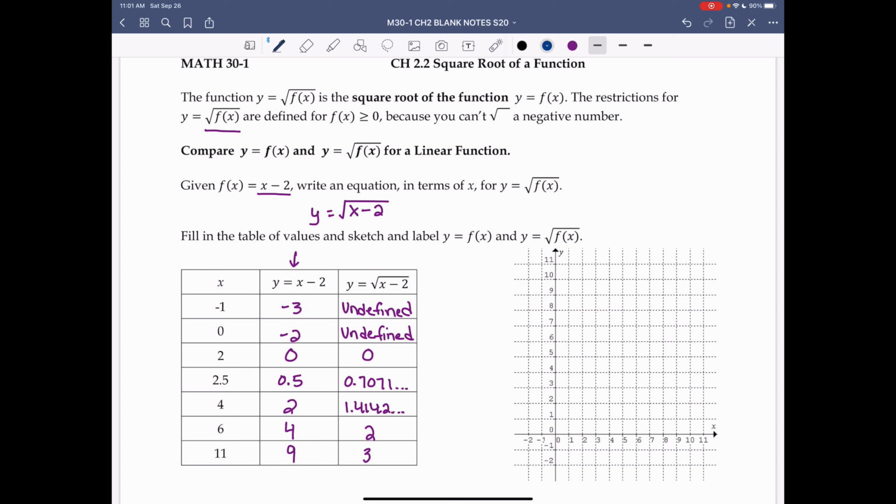Next, let's graph each of our functions, starting with f of x equals x minus 2. When x is negative 1, y is negative 3. When x is 0, y is negative 2. When x is 2, y is 0. When x is 2.5, y is 0.5. When x is 4, y is 2. When x is 6, y is 4. And when x is 11, y is 9. There's our points. We can join them with a line.